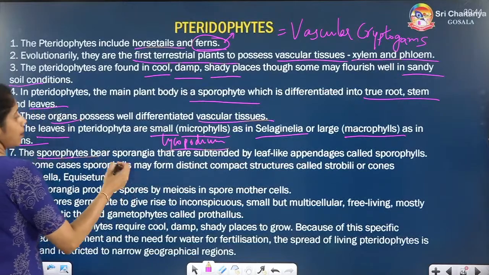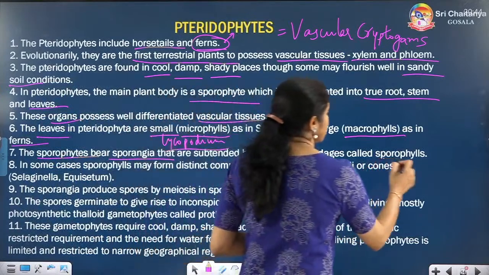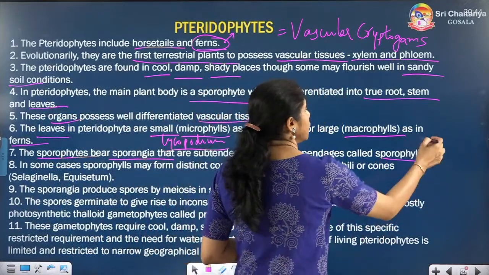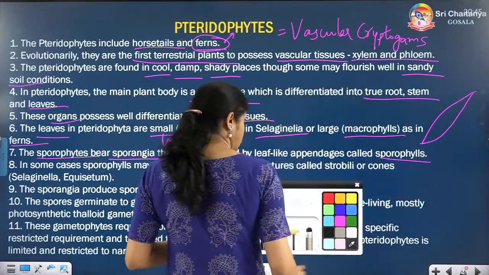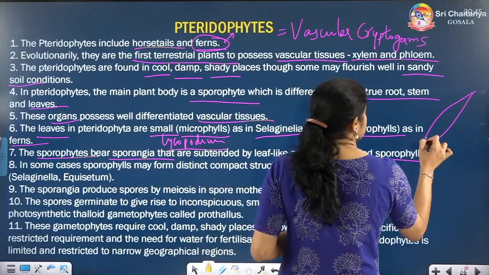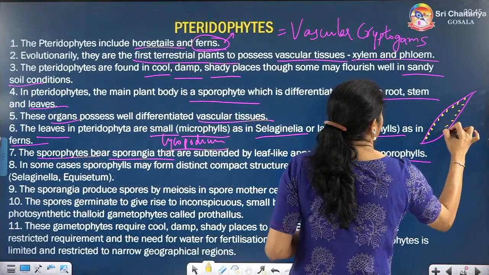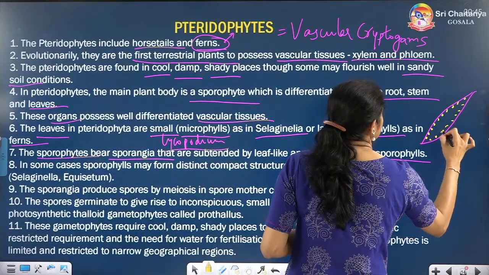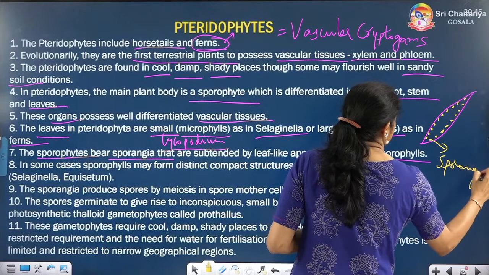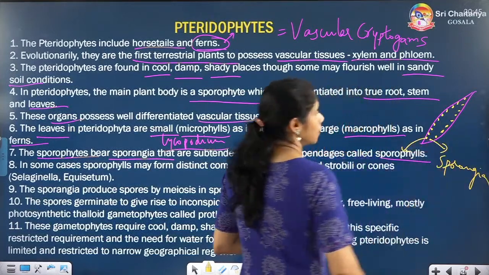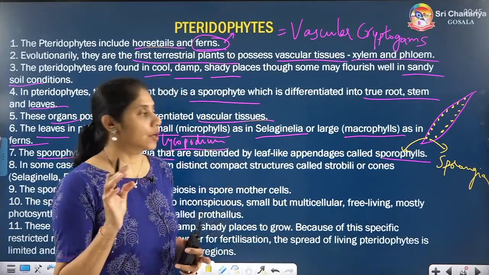The sporophytes bear sporangia on leaf-like structures. The leaf is called a sporophyll. Imagine a leaf-like structure like this, and here, somewhere at the margins, we have the sporangia. So the leaf with the sporangia is called a sporophyll. A sporophyll is a leaf of a pteridophyte which bears sporangia.